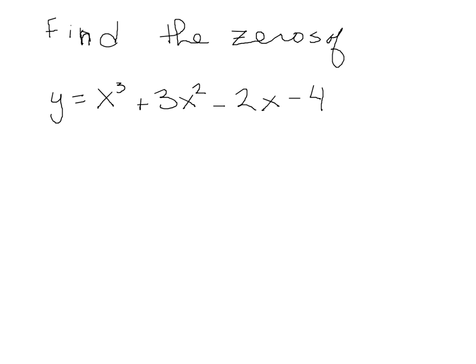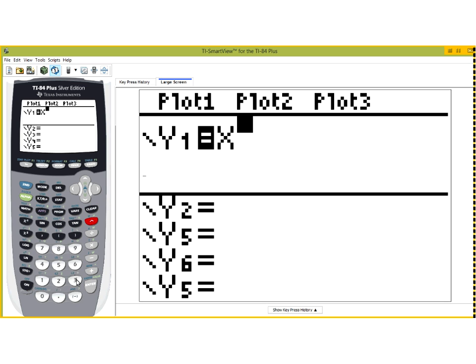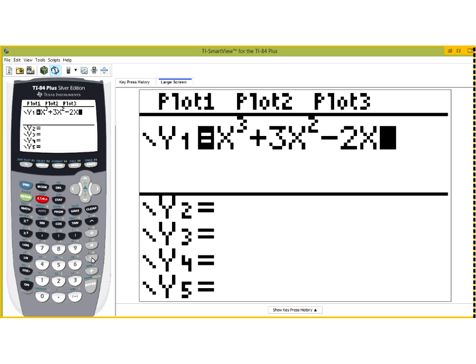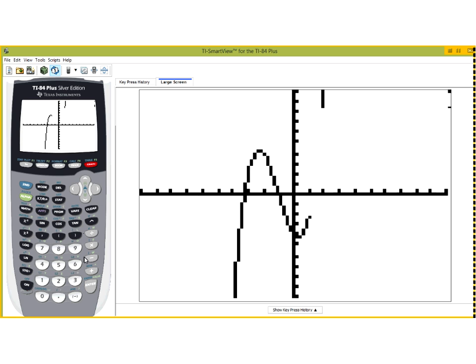Since this is all the information that we're given, we're going to begin by graphing the polynomial. So we graph it, x cubed. All right, so there we go. And we can graph it. Okay, we think that there's a 0. Is that at -3? So we could do the zeros, but let's try the table.